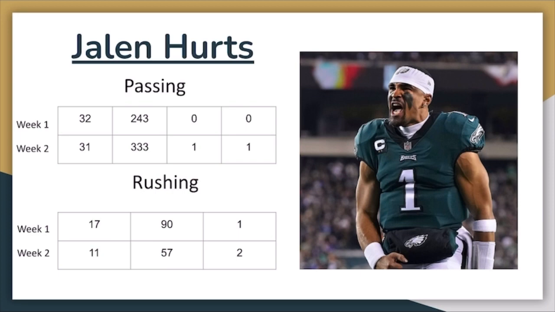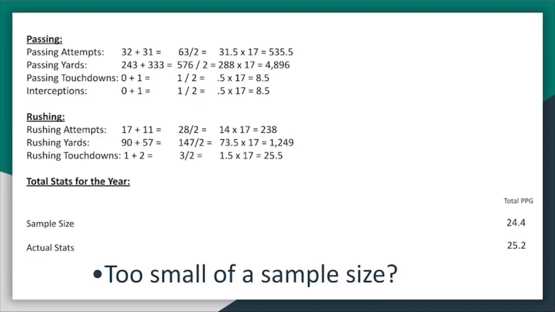In week 2, 31 attempts, 333 yards, he had a touchdown and an interception. And then he rushed the ball 11 times for 57 yards and 2 touchdowns. Now, this more than likely isn't going to keep up, but you already knew Jalen Hurts was going to rush the ball. This kind of gave you an indication that he's going to do it very frequently. It's not going to be this frequent, but we're just going to use this as an example.